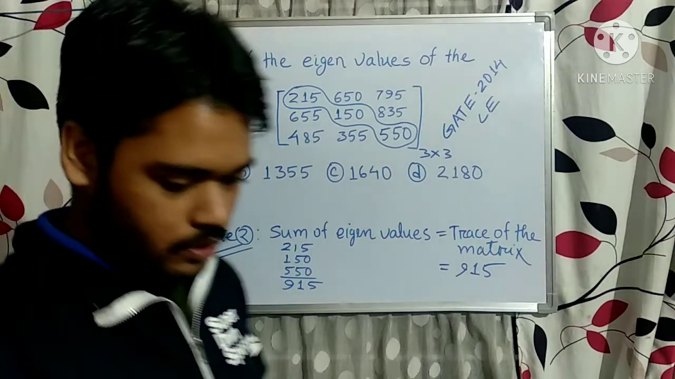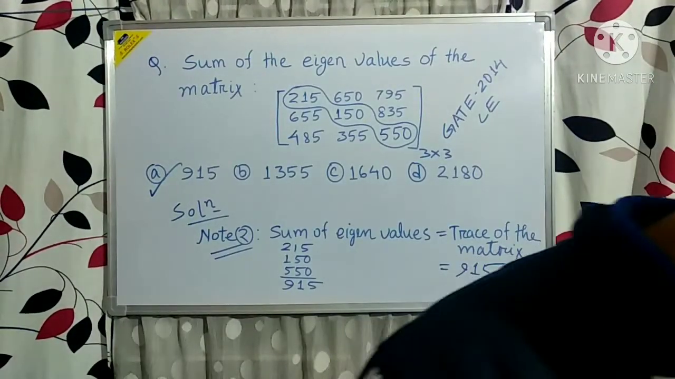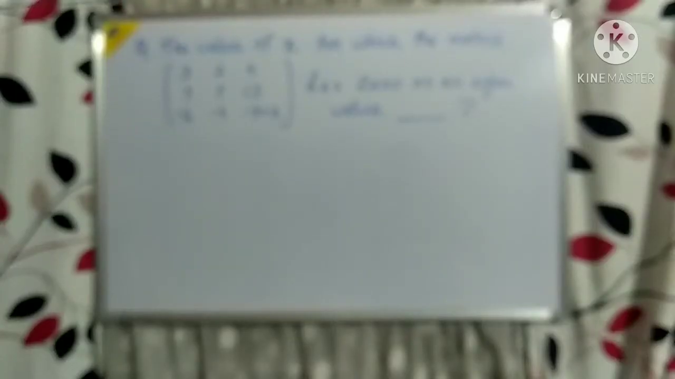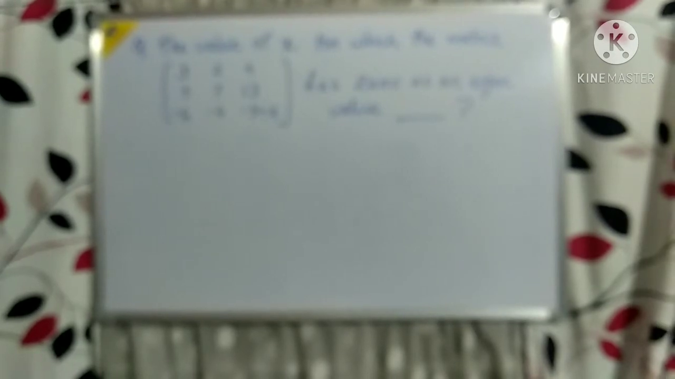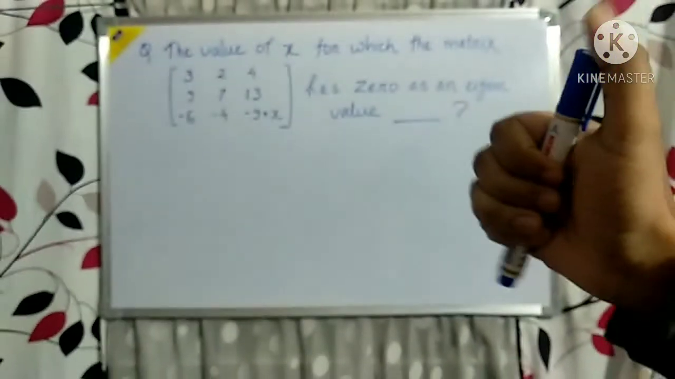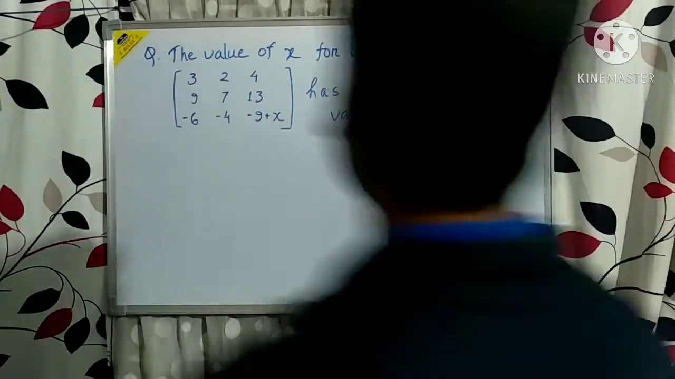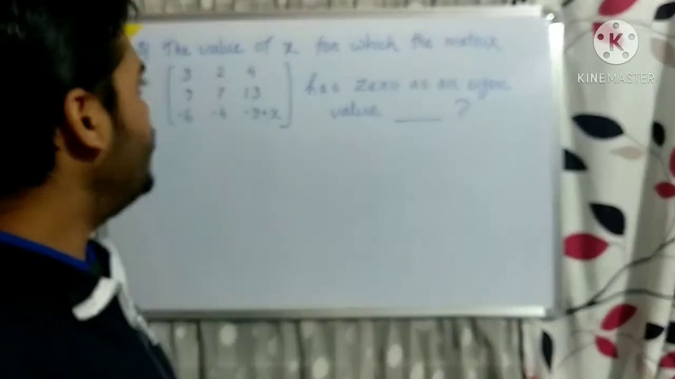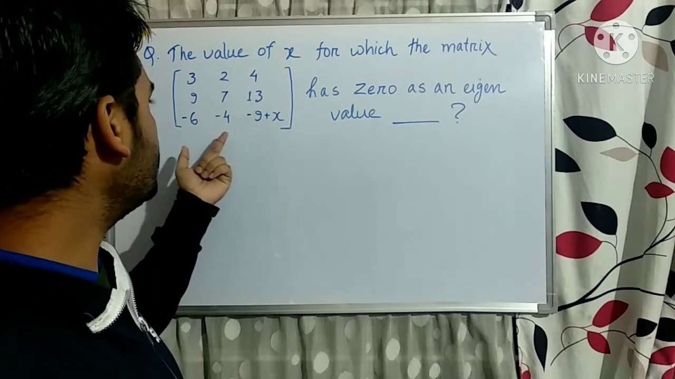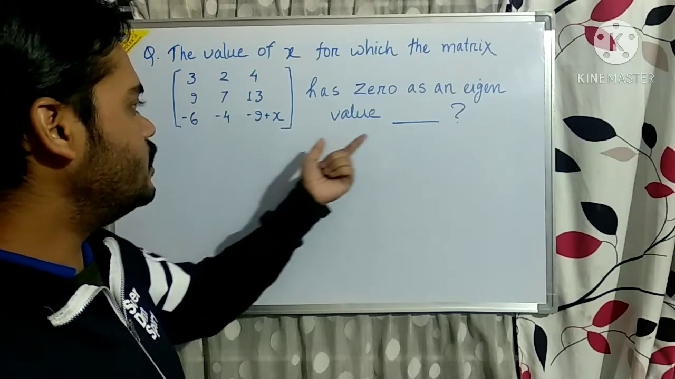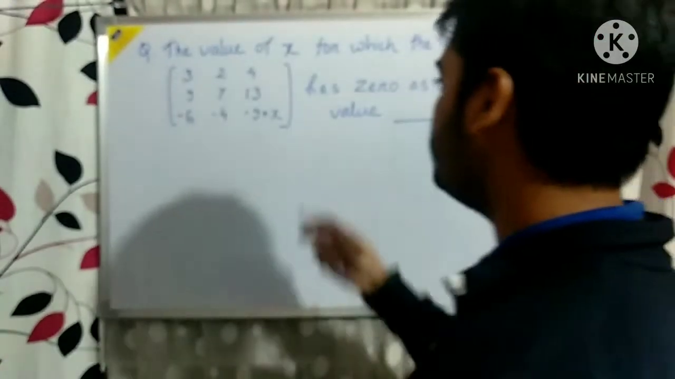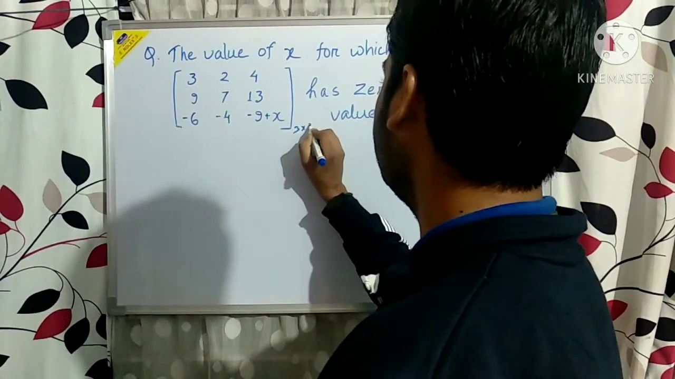Okay, so I am discussing the next question. Let me write the next question here. The question is: the value of x for which the matrix 3, 2, 4, 9, 7, 13, minus 6, minus 4, minus 9 plus x has 0 as an eigenvalue. First of all, this is a 3 by 3 matrix.